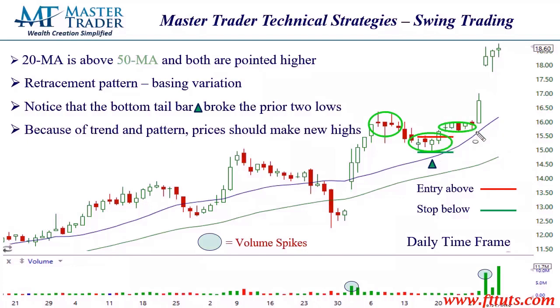Now, clearly prices stopped there and they went sideways. What are you looking for? Price action in that area. Bar by bar analysis. Red bar being ignored. Bottoming tail bar.